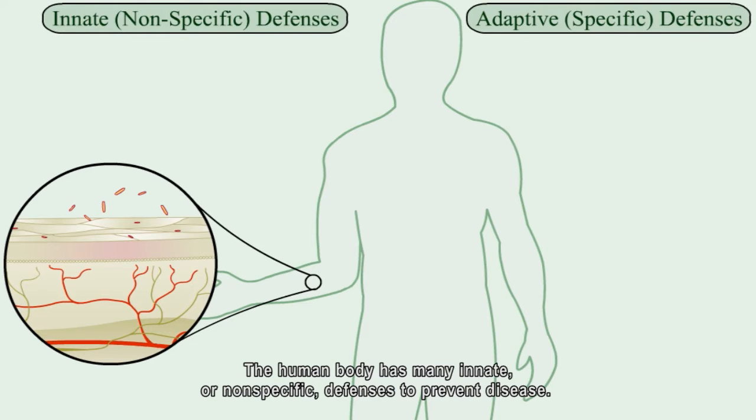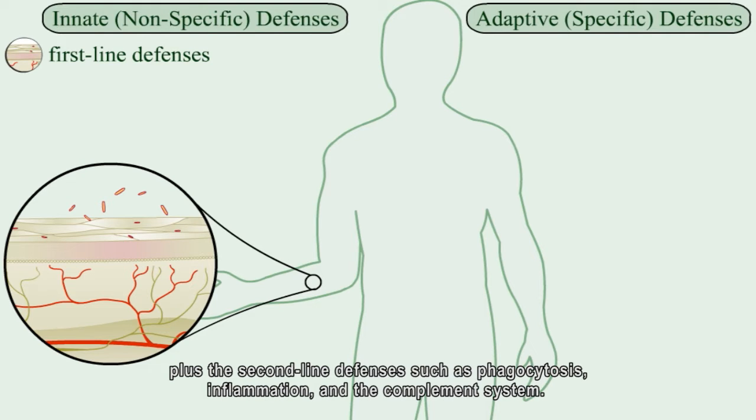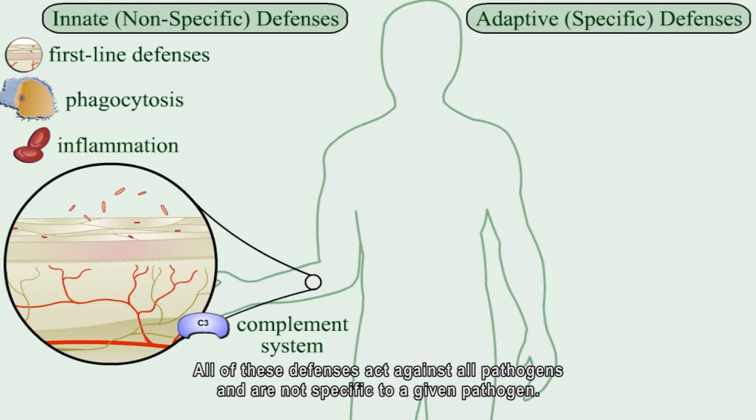The human body has many innate or non-specific defenses to prevent disease. These include the first-line defenses such as the skin and mucous membranes, plus the second-line defenses such as phagocytosis, inflammation, and the complement system. All of these defenses act against all pathogens and are not specific to a given pathogen.